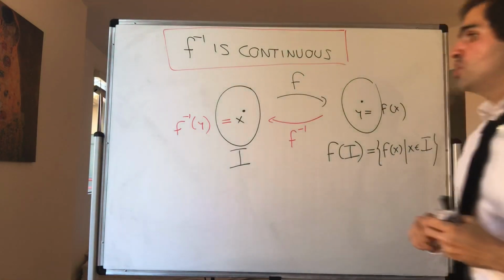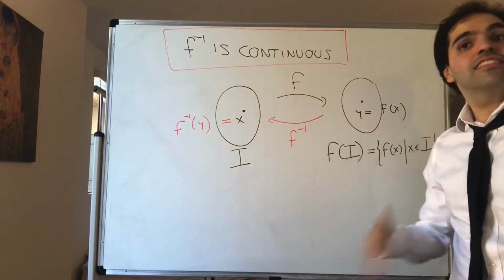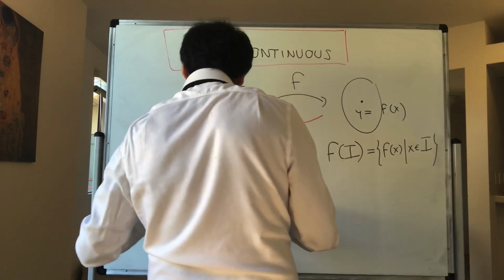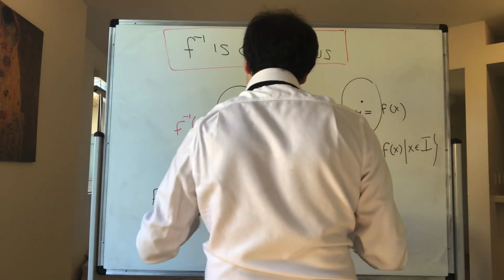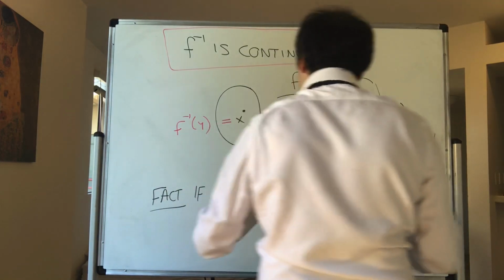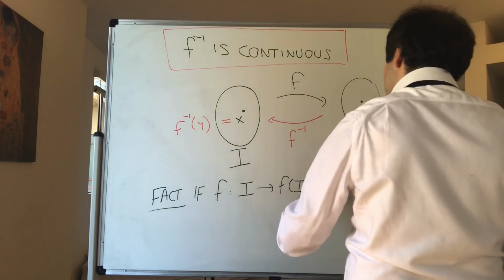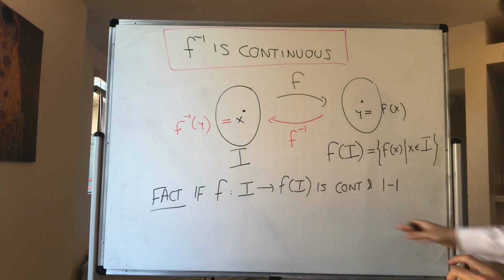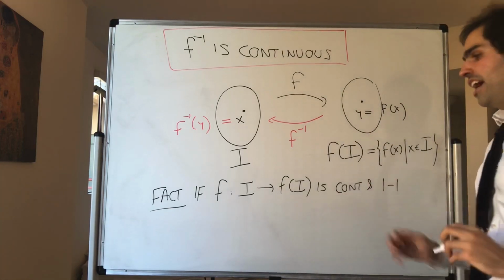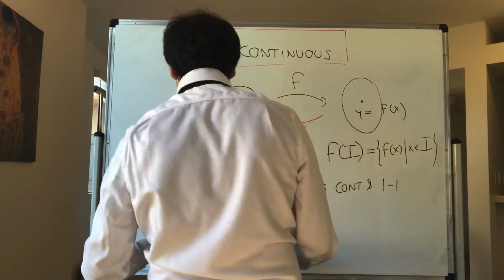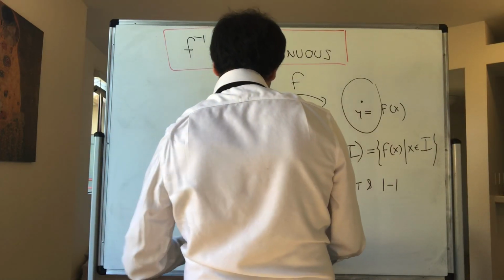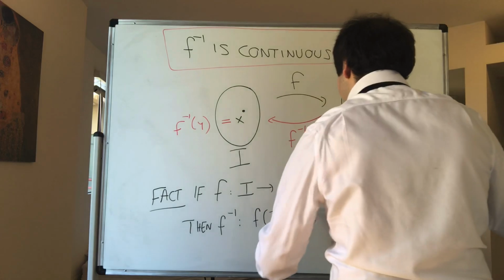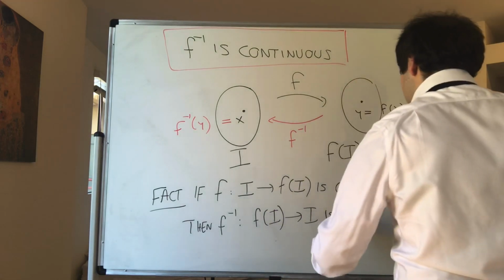And what I basically want to show you is that if f inverse exists, then it is continuous. So, fact: if, again, I is an interval and f goes from I to f of I and is continuous and one-to-one, so in particular it is onto its image and therefore there's an inverse function f inverse, then f inverse, which goes from f of I to I, is also continuous.